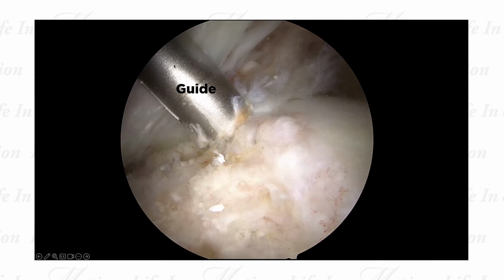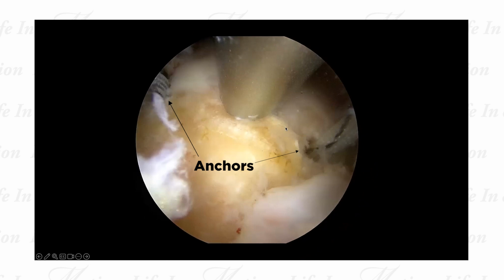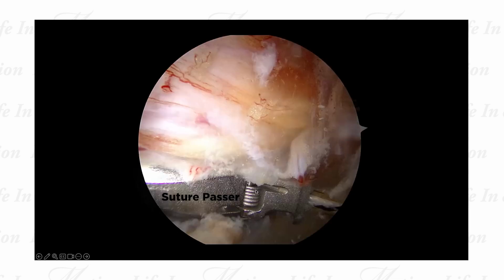We make another portal to put this guide into the shoulder, and this allows us to drill and place an anchor into the bone. So these anchors have sutures coming out, like these sutures here. And these sutures are made of essentially polyester or like a Kevlar material. So you see one here, we're putting in another one here. There's already one back here as well. So we use another instrument to pass the sutures through the tendon. So this is all tendon here, and the suture is now being passed through the tendon.